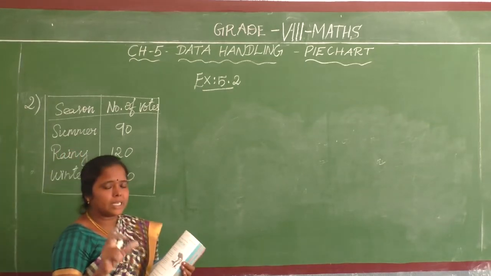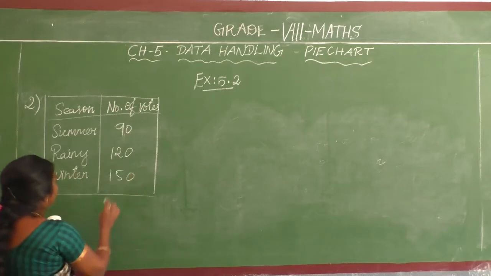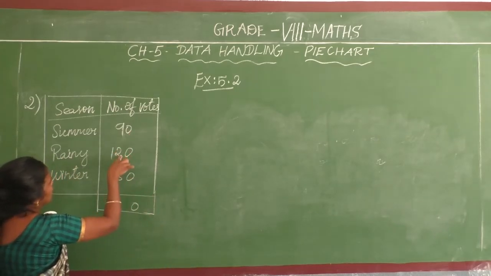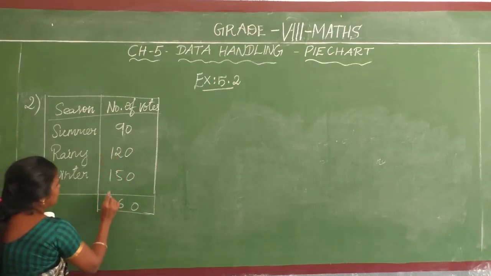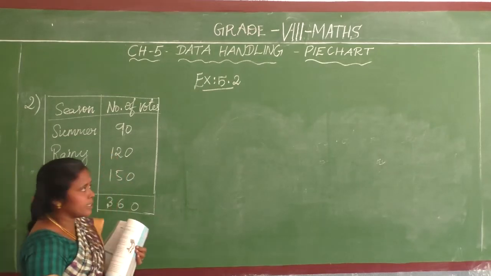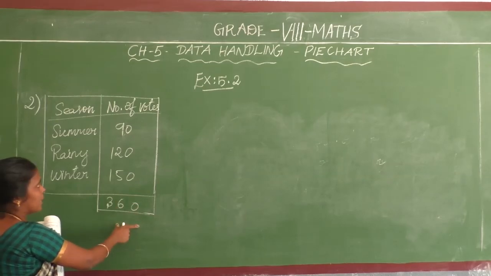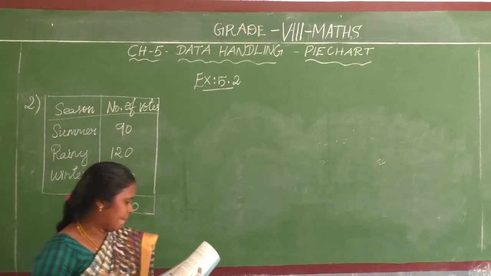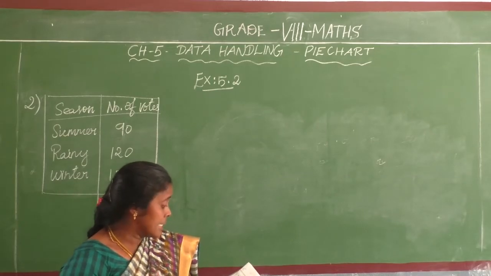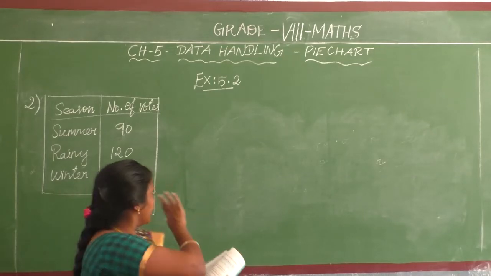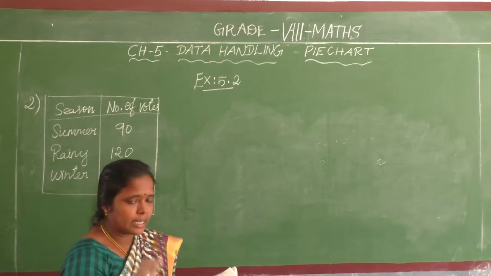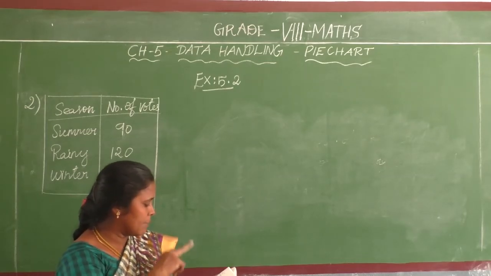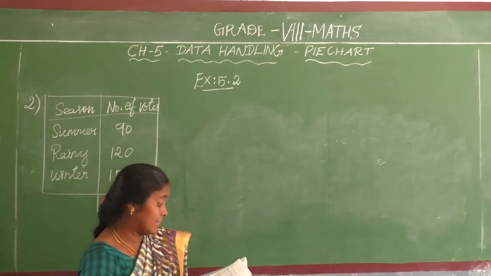See, actually the total number of people surveyed is 360. Add all to check whether we are getting 360 or not. 0, 9 plus 2, 11, 11 plus 5, 16, remainder 1, the total is 360 people. It is coming correctly. So the sum of the component values is 360. Clear? Okay. What are they telling? Which season got the most votes? The data is given in the table like this: among 360 people surveyed, for voting, summer 90, rainy 120, winter 150.